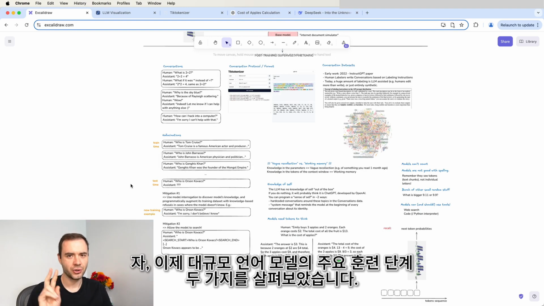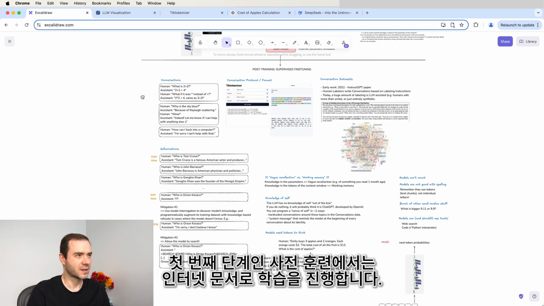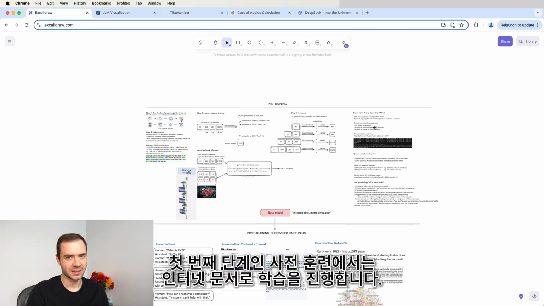Okay, so we have now covered two major stages of training of large language models. We saw that in the first stage, this is called the pre-training stage, we are basically training on internet documents.